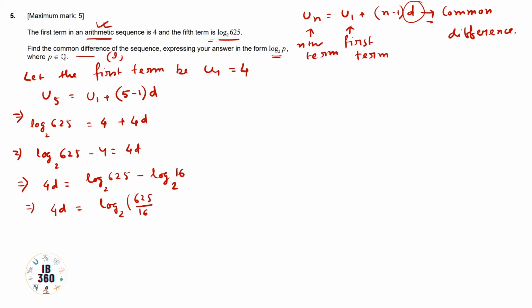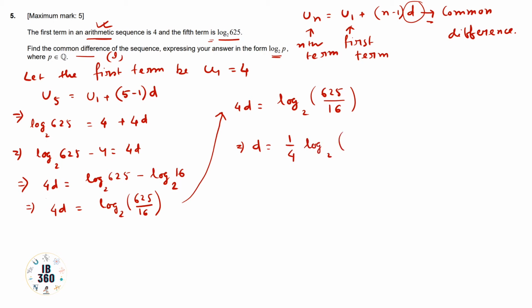So from here we are getting 4d equals log base 2 of 625 divided by 16. From here we get d equals 1 by 4 log base 2 of 625 divided by 16. So d equals, this will be the power of this term, log base 2 of (625 divided by 16) to the power 1 by 4.